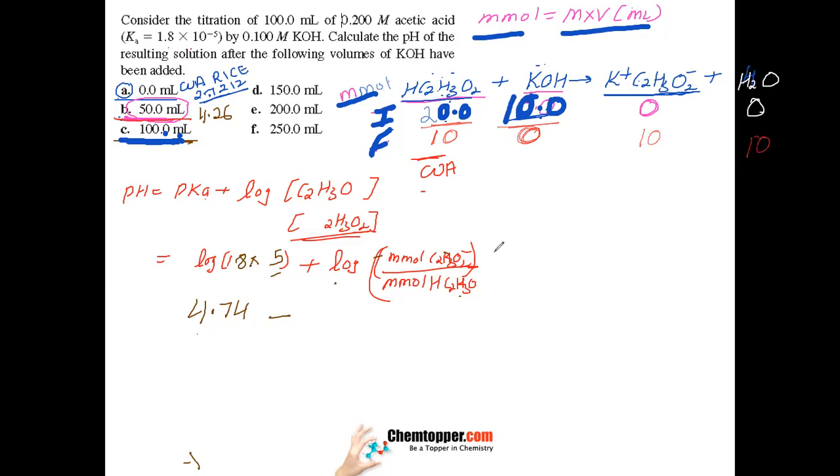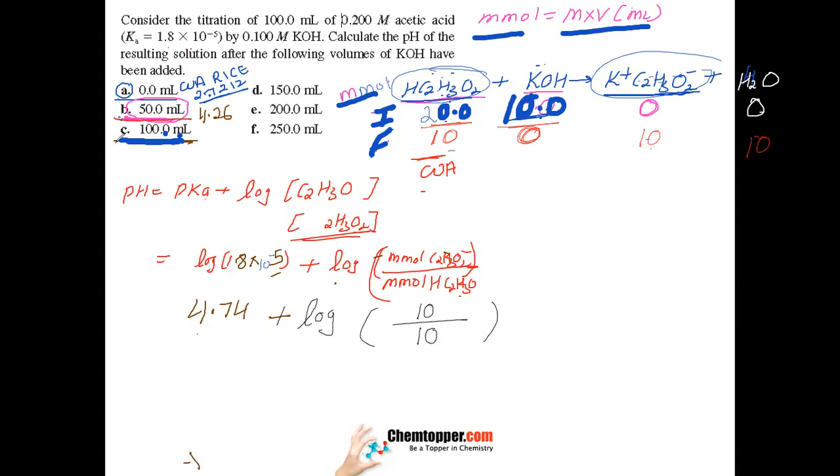Now, who is going to determine the pH? The pH is controlled by the acetic acid and the acetate, both of them. It's a buffer solution. Use the Henderson equation, the same one I was using earlier. So 4.74 plus log, and now you plug in this ratio, 10 over 10. There is no need of calculating concentration because the volume is same.